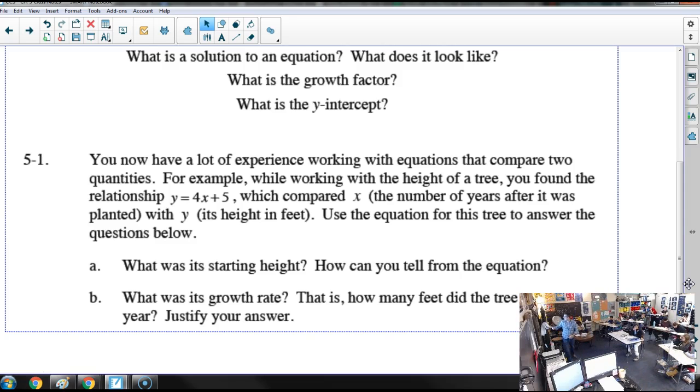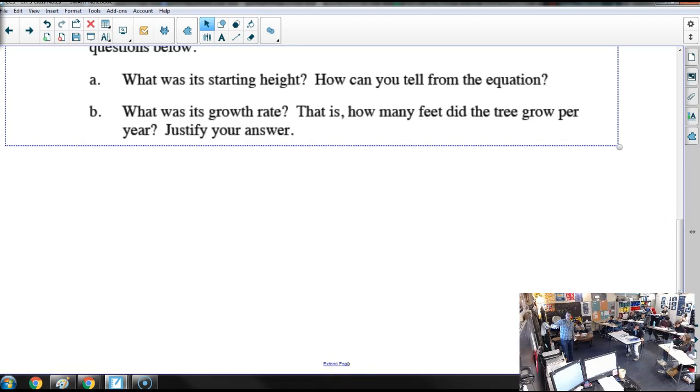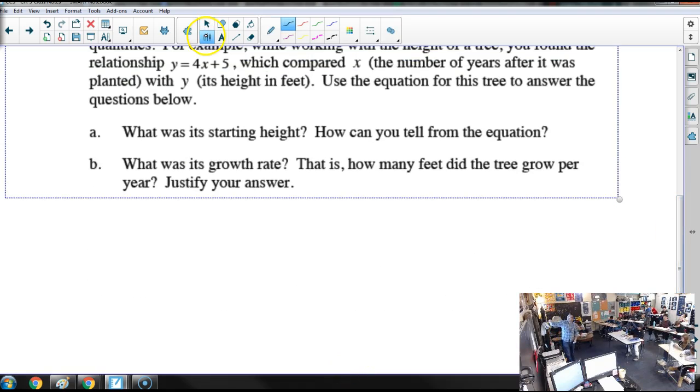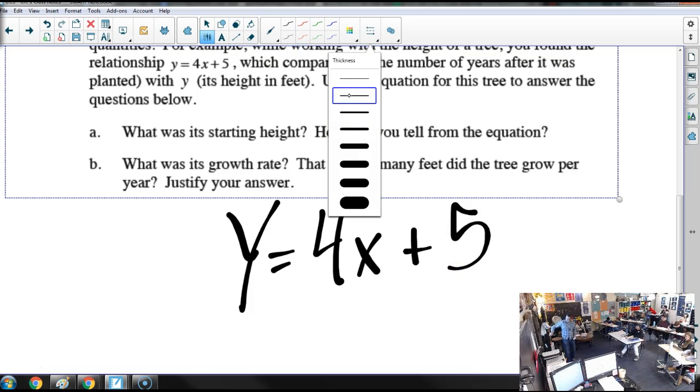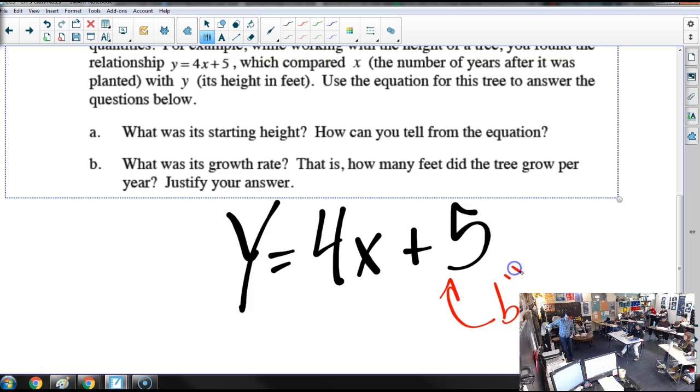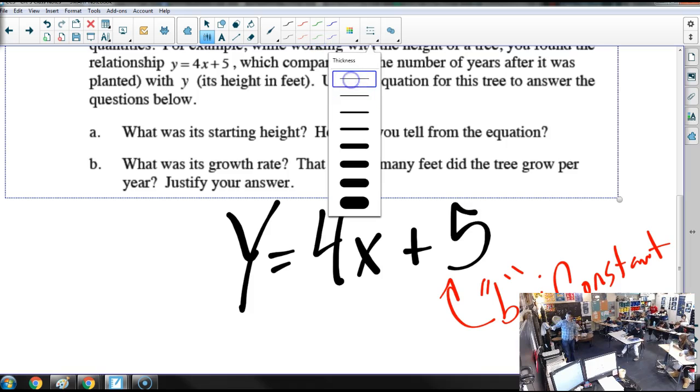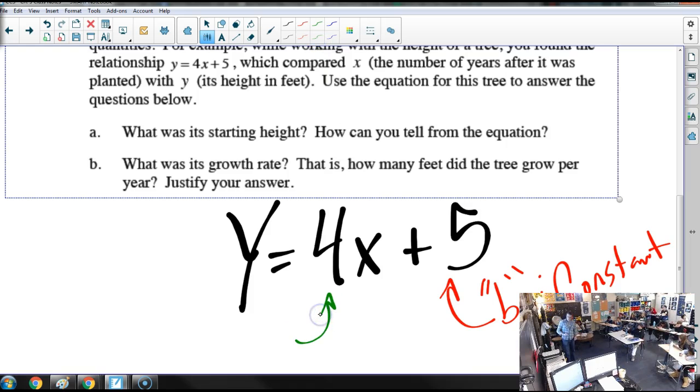So in a situation like this, and let's make sure that we know this vocab, go ahead and write down y equals 4x plus 5. The b value is the constant. It's actually kind of hard to write with your fingers. And then, are you with me?